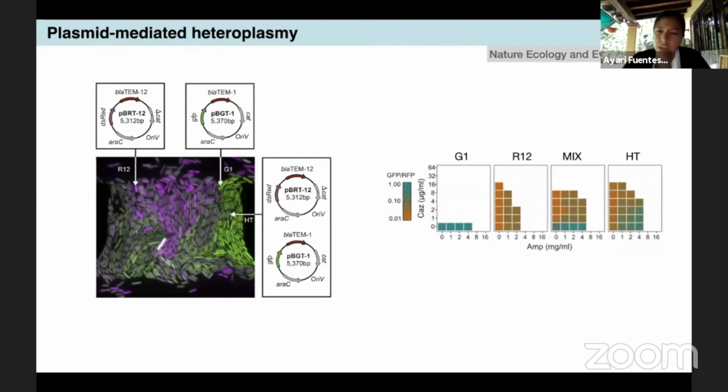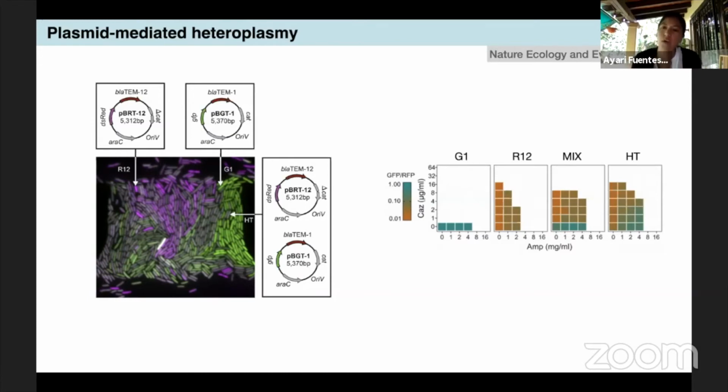So in here we are seeing checkerboards where in the x-axis, what we have is the increase of ampicillin. In the y-axis, we have the increase of Cas. So the population of G1, which is the one that just has the blaTEM1, is just resistant to ampicillin. The population of the R12 is just a bit resistant to ampicillin, but is also very resistant to Cas.